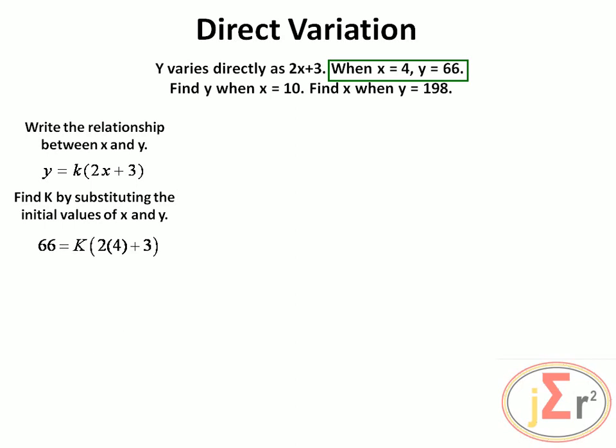Now we need to find the value of k, so we are substituting the initial values that we have there. X is 4 and y is 66, and then we are going to solve this problem. So 2 times 4 is 8, plus 3 is 11.